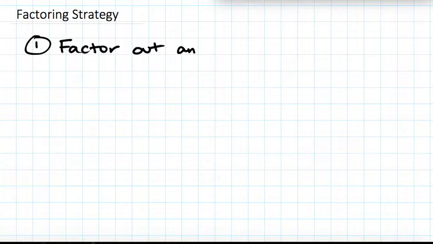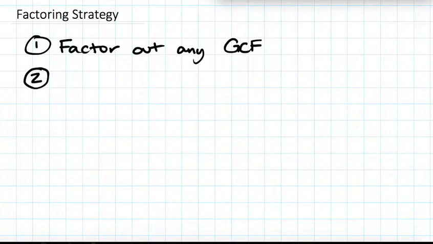So our strategy when we see something that we have to factor, what we always want to look for first is a GCF. And if there is a GCF, we want to factor it out. And the reason we want to factor the GCF out first is that it generally makes the work easier later on if I have smaller numbers to work with. So if there's a GCF, factor it out first.